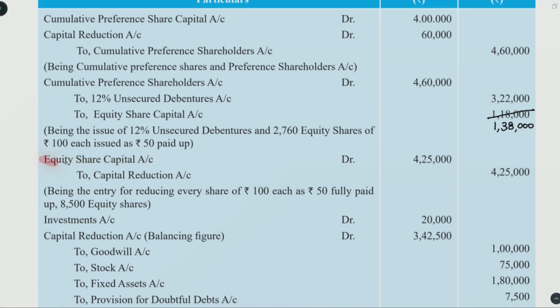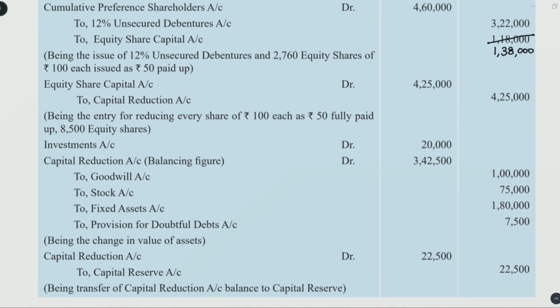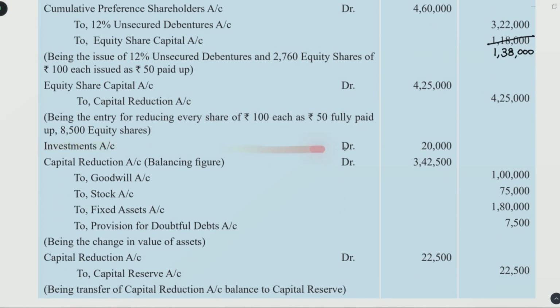So look at the entry, equity share capital account debit to capital reduction account. And then you have to increase the value of investment by 20,000. You have to reduce the goodwill by 1 lakh, reduce the stock by 75,000, reduce the fixed asset by 1,80,000, and create a provision for doubtful debt of 7,500. So all these amounts credited, and this increase in investment debited, the balancing figure will be placed as a net debit to capital reduction account.